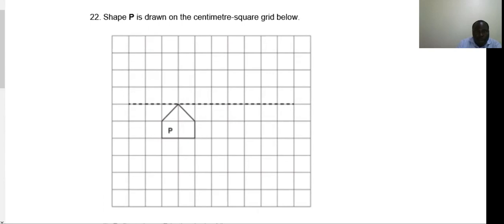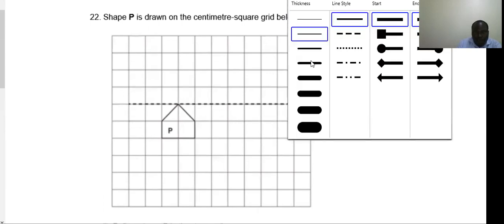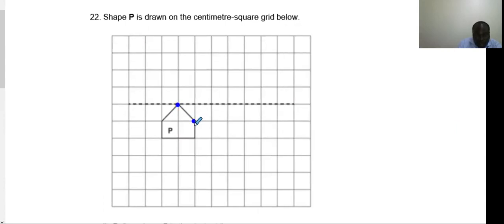So step number one, we needed to label the vertices which make up the shape. These are the vertices here, the corners which make up the shape. And this corner, which is on the dashed line, because the dashed line is what we call the mirror line. So this point on the mirror line will not move, it will stay here, but this point will move.